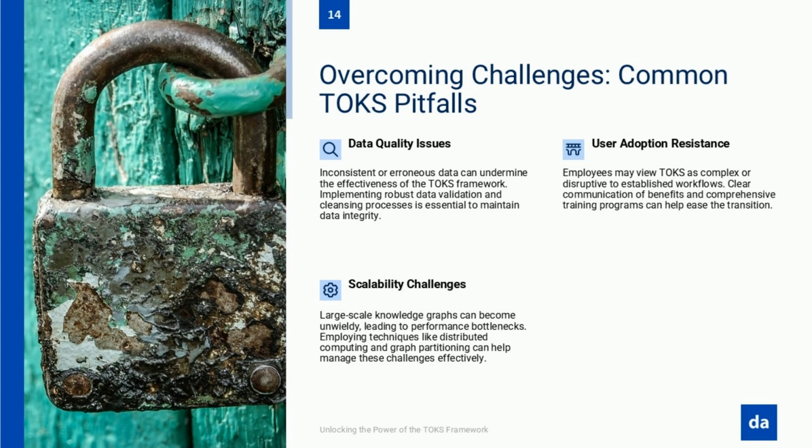To maintain up-to-date taxonomies and ontologies, organizations can implement automated monitoring systems that flag potential areas for update based on new data patterns or user feedback. Regular review cycles involving domain experts can ensure that these structures remain relevant and accurate. For scalability issues, organizations are increasingly turning to distributed computing solutions and advanced graph partitioning techniques. These approaches allow for more efficient processing of large-scale knowledge graphs, maintaining performance even as the graph grows. Some organizations are also exploring cloud-based solutions that offer scalable infrastructure on demand.